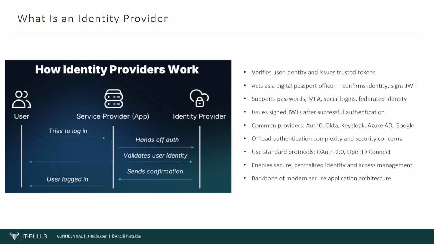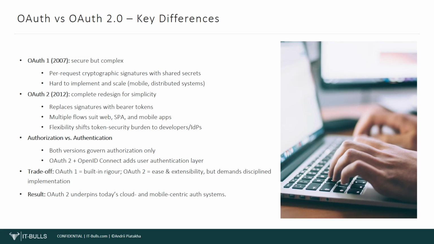So, whenever we speak of secure access in modern applications, identity providers are the backbone. They verify identity, issue trusted tokens, and define the boundaries of access. To truly understand modern authentication systems, we need to look at the evolution of OAuth itself, specifically the shift from OAuth 1 to OAuth 2, and why this transition was so significant.